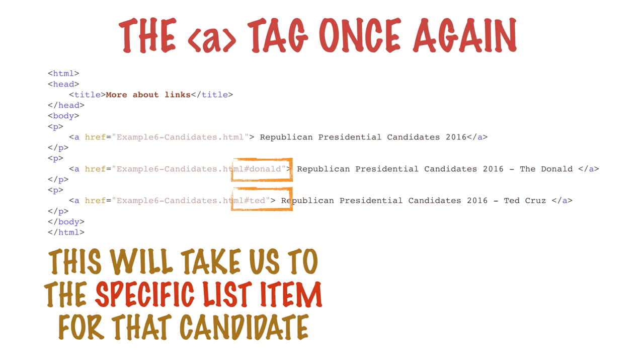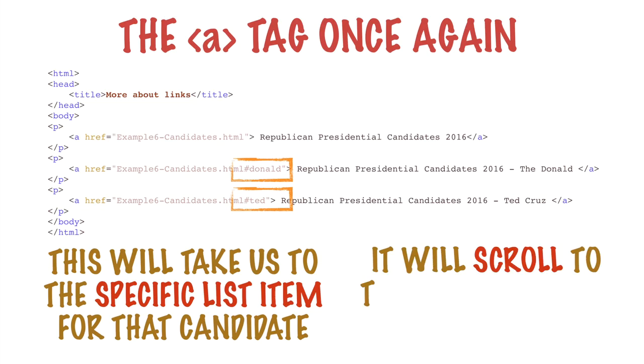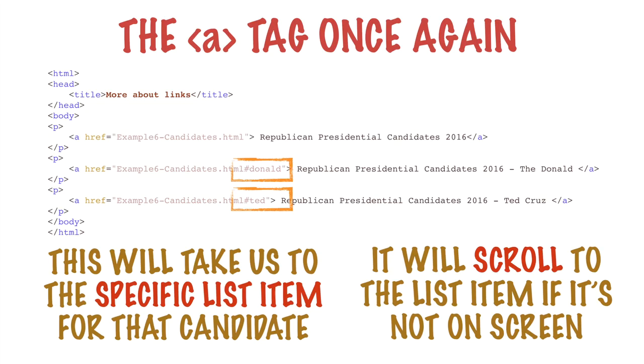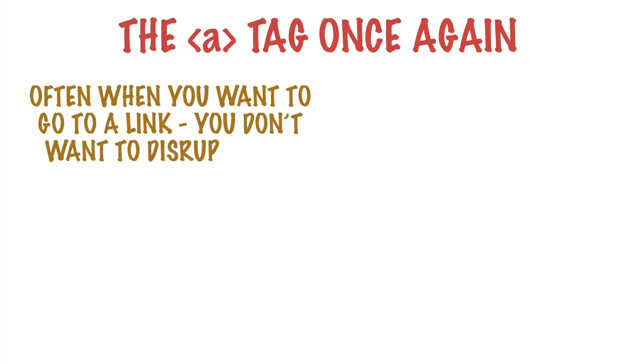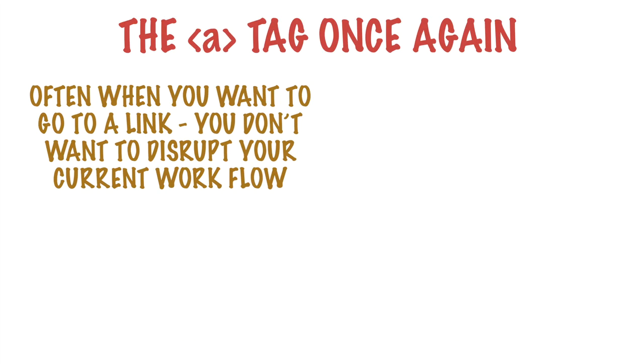And again, doing so would take us to the specific list item for that candidate when we click on this link. Again, the browser would scroll to that list element if it was not on screen. And that's how we were able to link to a specific portion of a web page. Let's keep going.